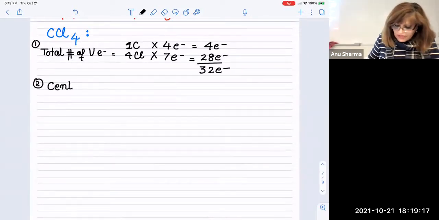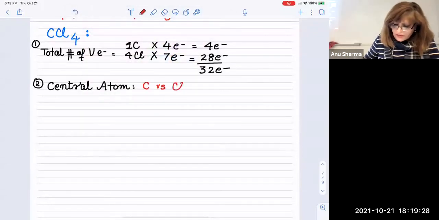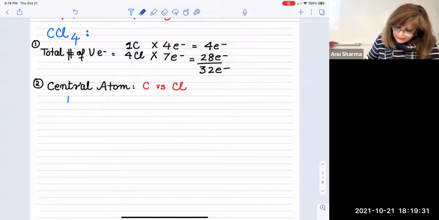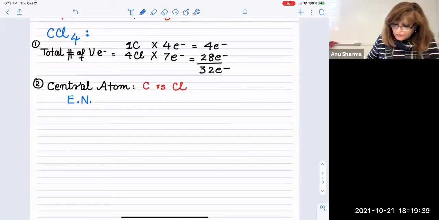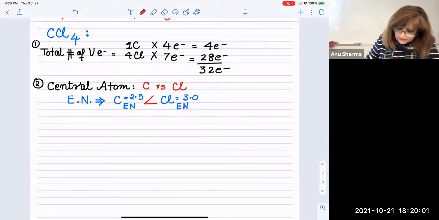Central atom. Every time, identify the central atom. You're going to see whether it will be carbon or chlorine. First, the electronegativity of carbon. You tell me from your handouts: the electronegativity of carbon and of chlorine. Very good. Which one is more? Fluorine. So which one is going to be in the middle? The one with the lesser electronegativity wins, so the central atom is the one that has the lesser.